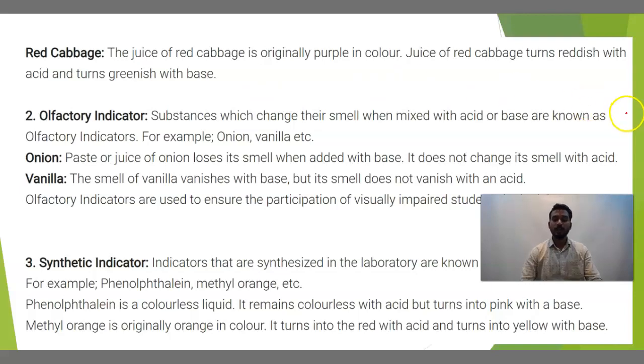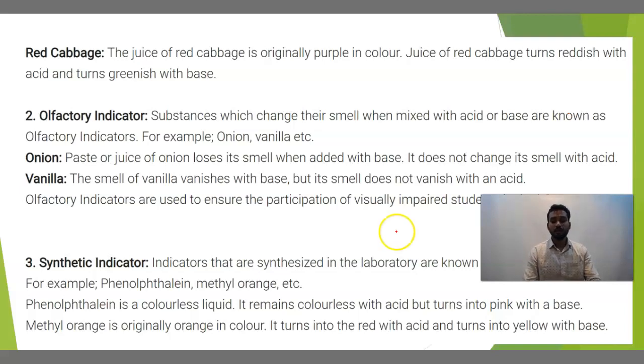Now, we are going to study red cabbage. The juice of red cabbage is originally purple in color. Juice of red cabbage turns reddish with acid and turns greenish with base. It means red cabbage reacts with both acid and base, and it changes its color. By changing its color, we can identify.